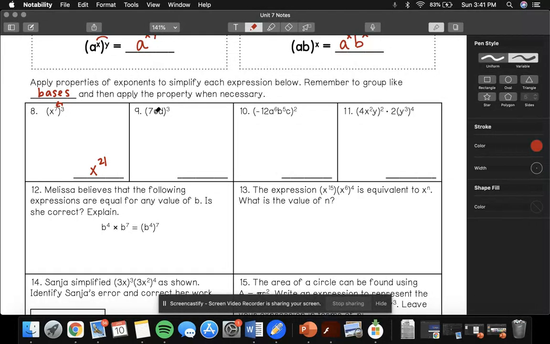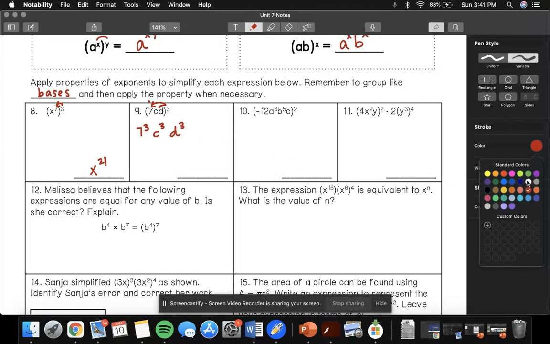All right, this one we have 7cd, and that's being multiplied by itself 3 times. So I'm going to multiply its little exponent, okay, 7 to the 3rd, because if I wrote that out 3 times, I would have 7 3's being multiplied together, okay? Then I would have to do c to the 3rd, because again, if I wrote it out 3 times, I would have a total of 3 c's. And then I would have d to the 3rd, because I would have 3 d's being multiplied together.